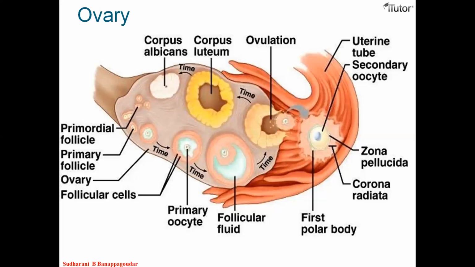In case there is no fertilization of this ovum, what will happen? This corpus luteum shrinks and becomes white in color, and that is known as corpus albicans. So this is how the mature follicles get matured, how the ovum is released, that is ovulation, and the corpus luteum and its hormones.